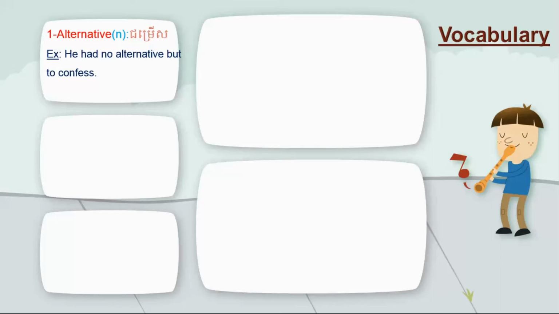Let's go to another word. Number 2, cool. How to speak: adjective. For example, let's sit in the shade and keep cool.